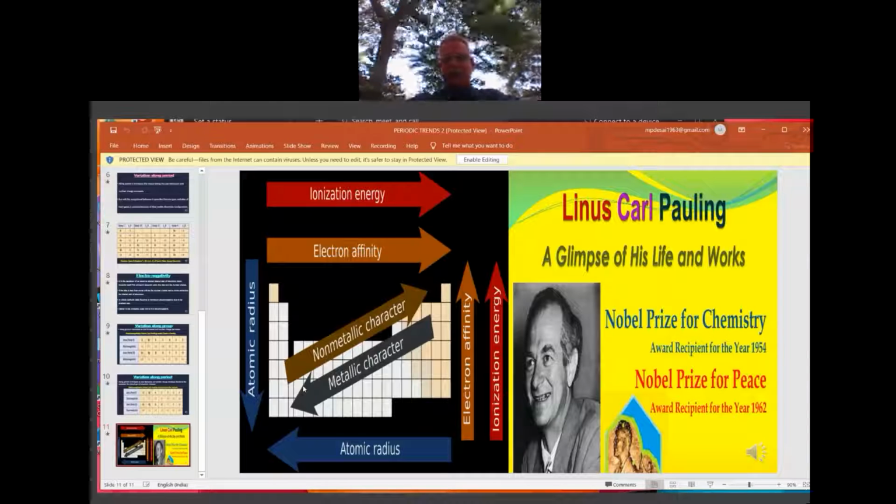So like that we will guess the properties. I think the topic, that is a chapter, modern periodic table or the classification of elements into groups and the periods.